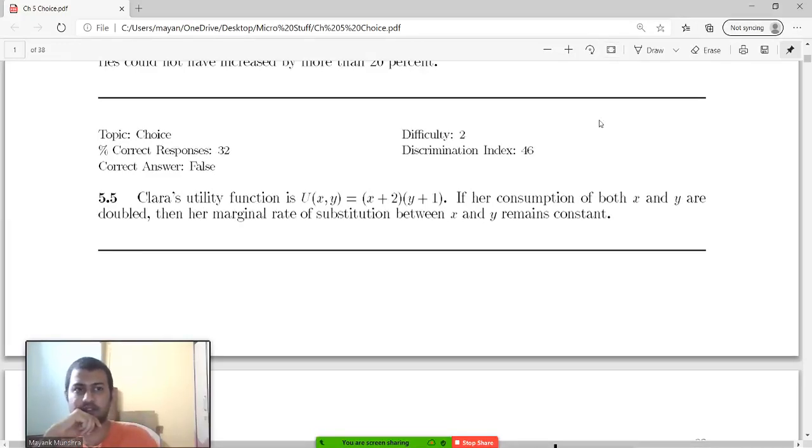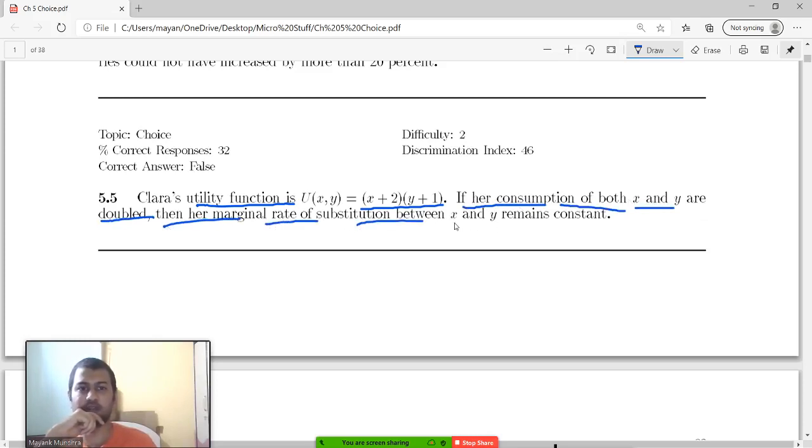Clara's utility function. Clara's utility function is (x plus 2) into (y plus 1). If her consumption of both x and y are doubled, then her marginal rate of substitution between x and y remains constant. MRS remains constant. We have to find the MRS in this situation.